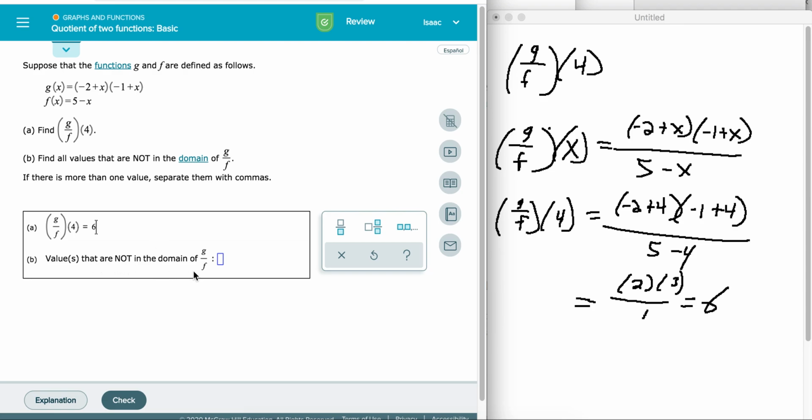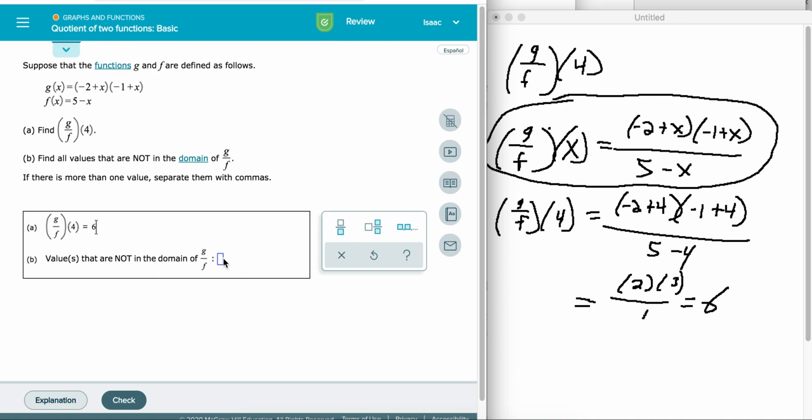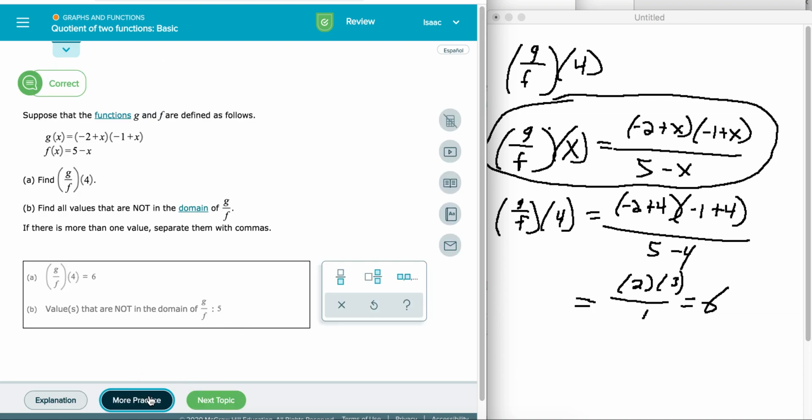Now the values that are not in the domain of g divided by f, that's why it's good that we wrote out this part here. That means numbers that you can't plug in. Numbers that if you plug them in, it would cause a divide by 0 error, or a square root of a negative error, or some other weird math problem on a calculator. Okay, so if you look at this formula, you can't plug in 5, right? Because 5 minus 5 would make 0. So that means values that are not in g divided by f, 5 has to be excluded. Okay.